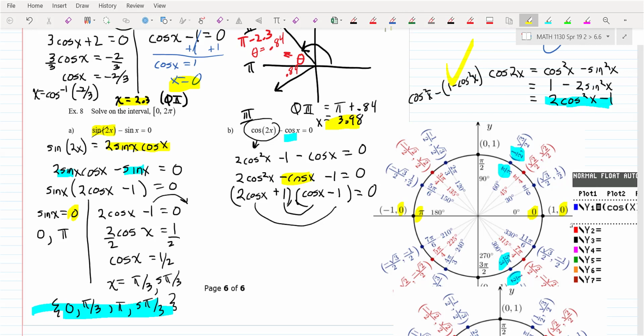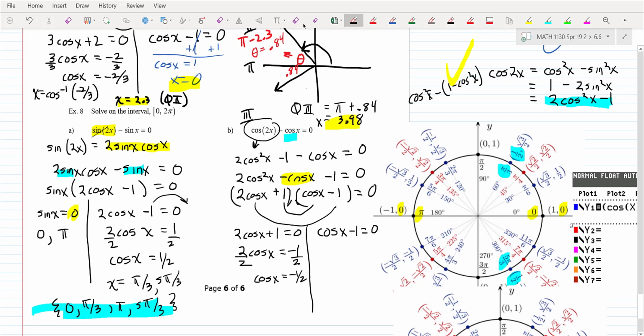Now from here, you're going to set each factor equal to 0. So you'll have 2 cosine x plus 1 equals 0. That'll be straightforward unit circle. And then cosine x minus 1 equals 0 like that. Again, you can rearrange in your head if you want to. This is 2 cosine x equals negative 1. Subtract 1 from both sides, divide by 2, and you get cosine of x equals negative 1/2.